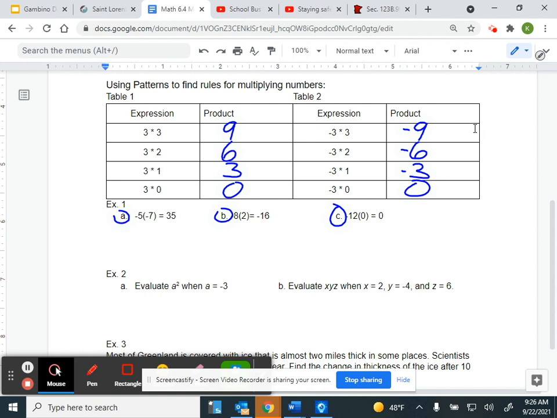So those at home, we are just doing the A, B, and C for homework today.